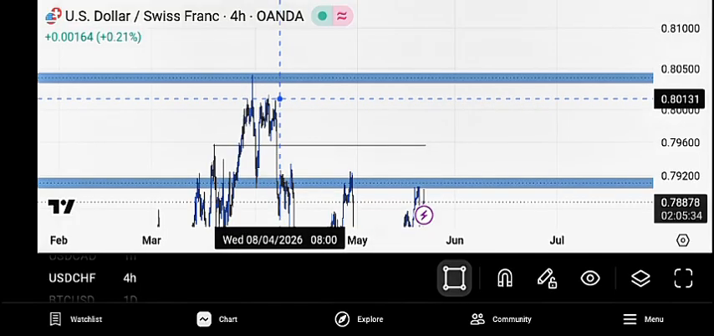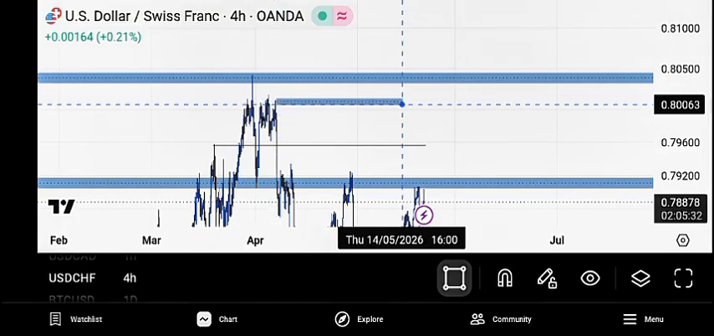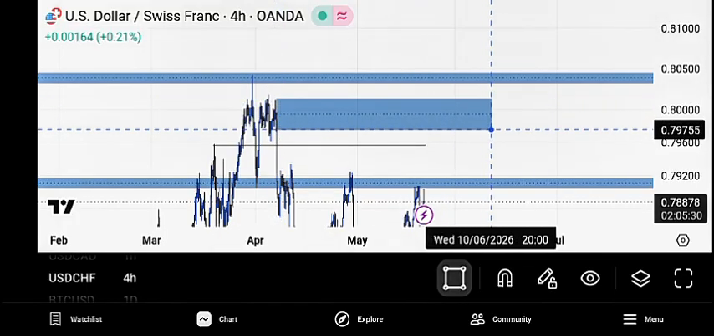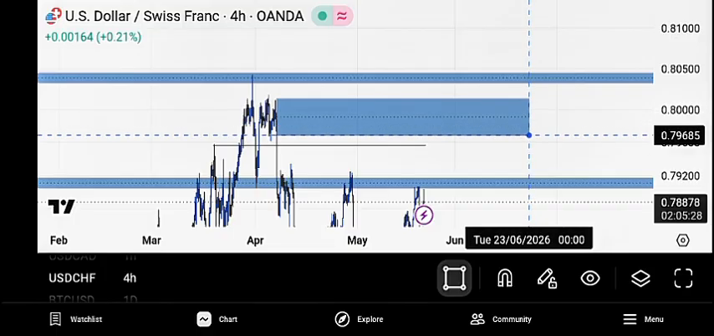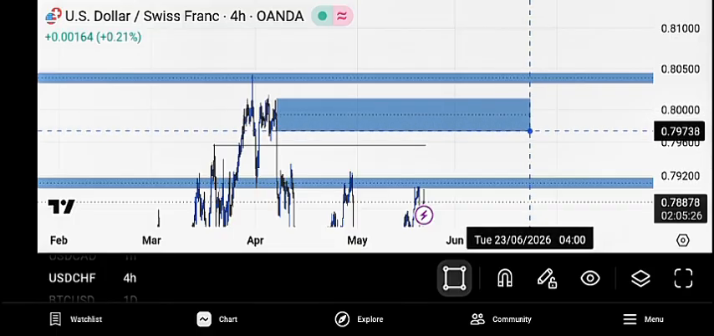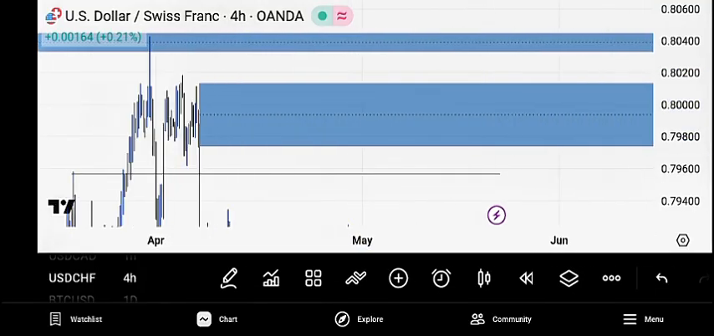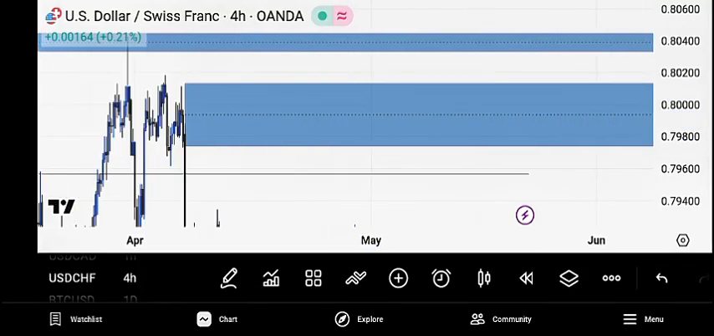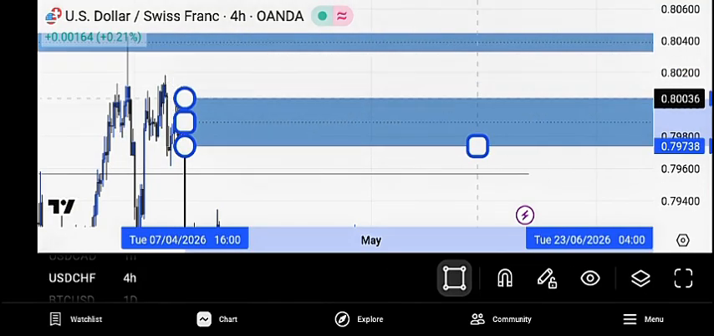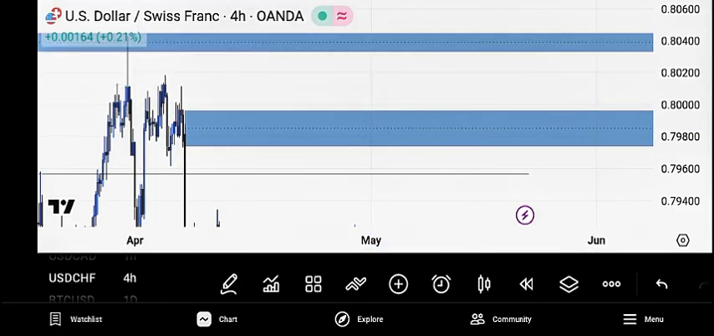So now this is the first order block that I'm telling you about. Have you seen the first order block that I drew? That is the first order block. Then this now is the second order block. This is the second order block that I'm drawing right now that you are currently seeing. This is the order block.